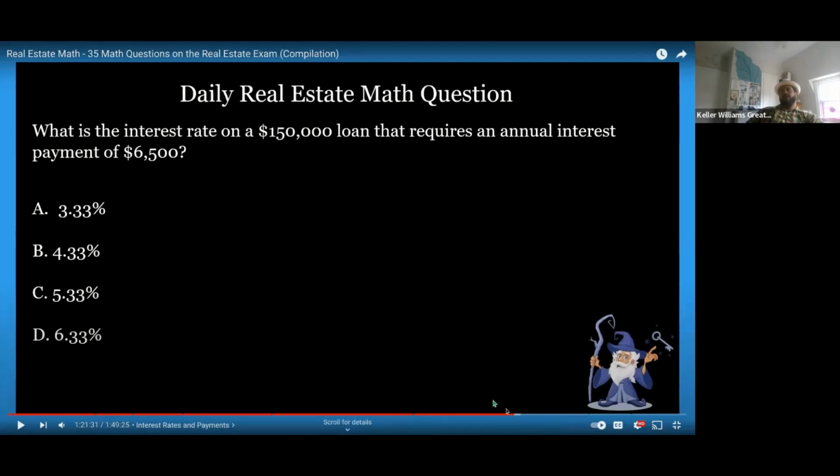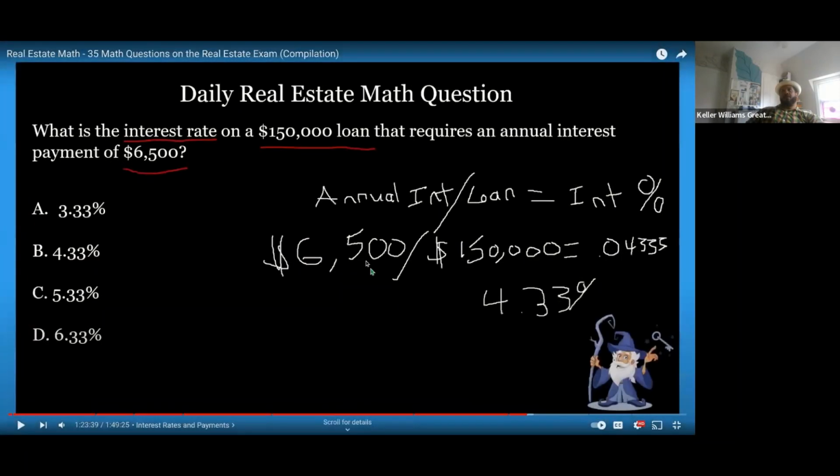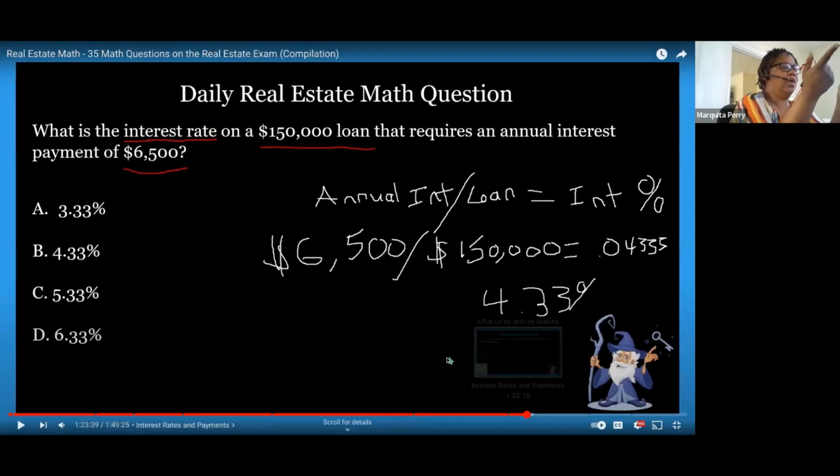So I'm going to show you the math on it. You're going to take the annual interest divided by the loan, and that equals the interest percentage. So 6,500 divided by 150,000 gives you 0.0433. Convert that into a percentage, 4.3%. I was confusing it. I was dividing 150 by 6,500, but I had it inverted.